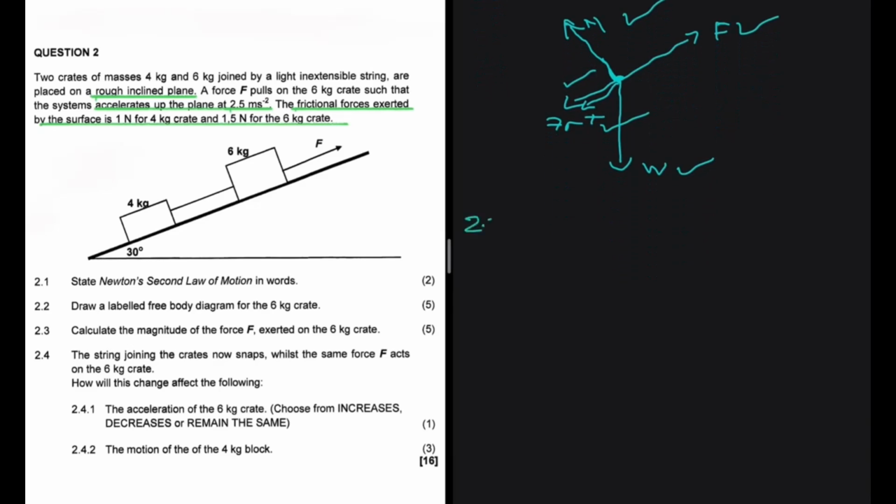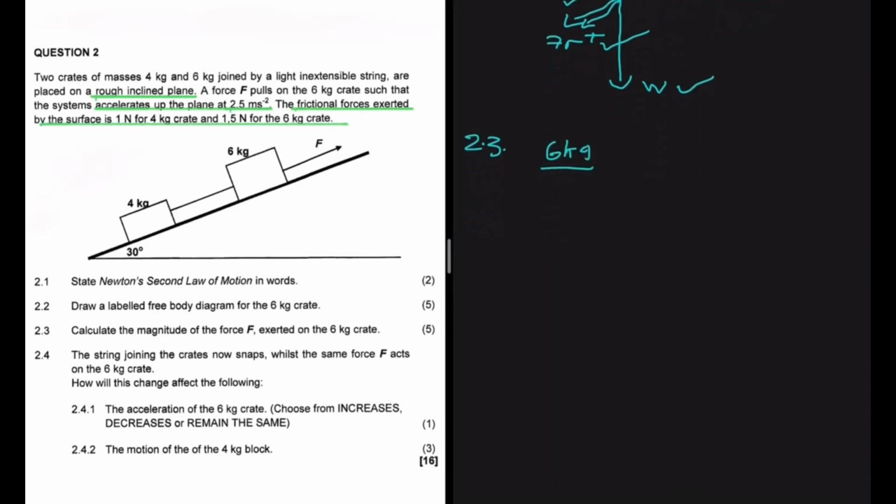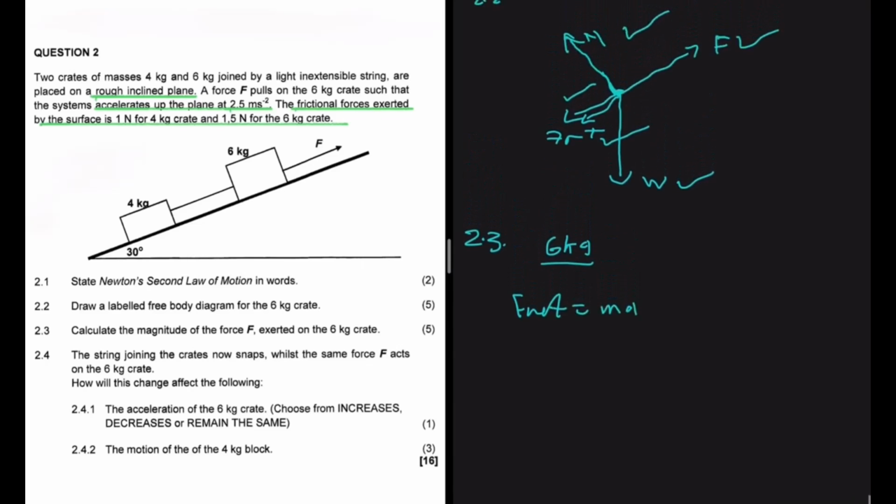So now let's do 2.3, which is saying that let's calculate the magnitude of force F exerted on the 6 kg crate. For the 6 kg block, we know fully well that F net is equal to MA. So what do we do from here? Along the forces acting parallel to the surface, we're going to say the biggest force minus all the forces opposing the motion is equal to MA. So what is the force that is pulling our objects? That is F, right? What we're looking for.